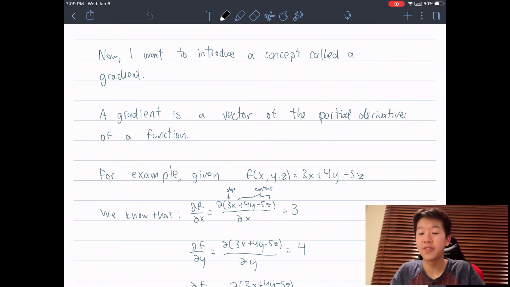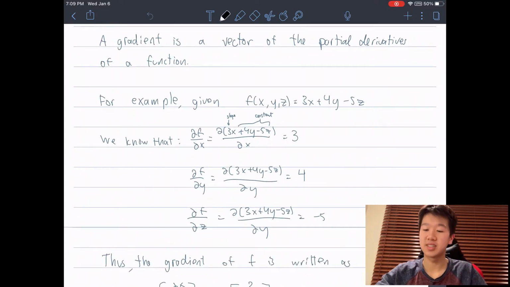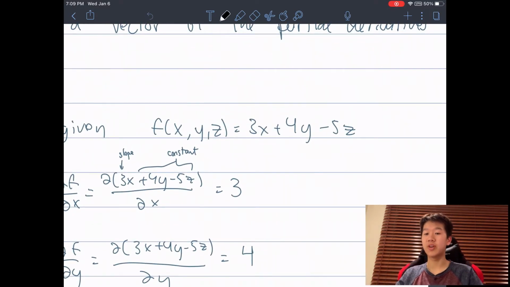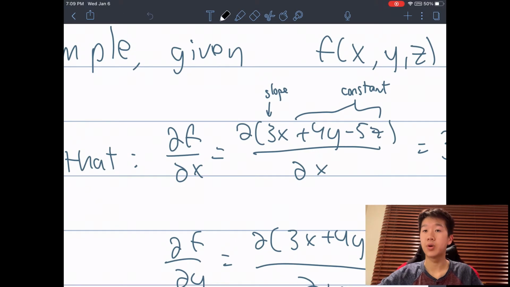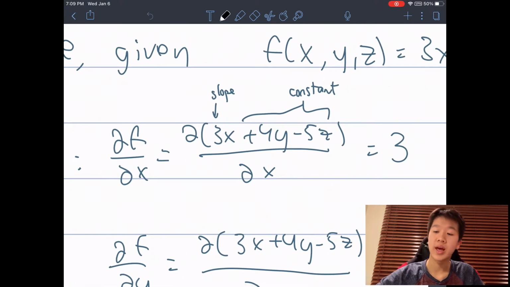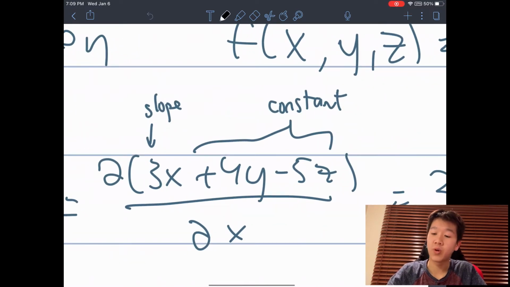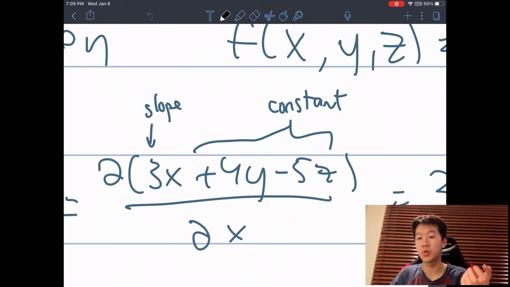derivatives of a function. So what this means is that, for example, if I have this multivariable function, f of x, y, z is equal to 3x plus 4y minus 5z, I would take the partial derivative for each variable, so del f over del x, which would be del of 3x plus 4y minus 5z over del x, and I would see that since I am deriving with respect to the variable x, then 4y minus 5z is just a constant, and then 3x is like the linear form, and 3 is the slope.